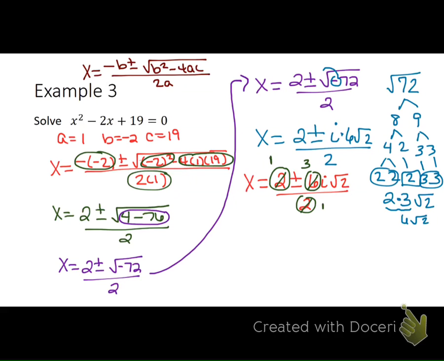Like before, you don't have to put the 1 on bottom, but you do have to put the 1 there on top in front of that plus or minus sign. So we end up with x equals 1 plus or minus 3i square root of 2.